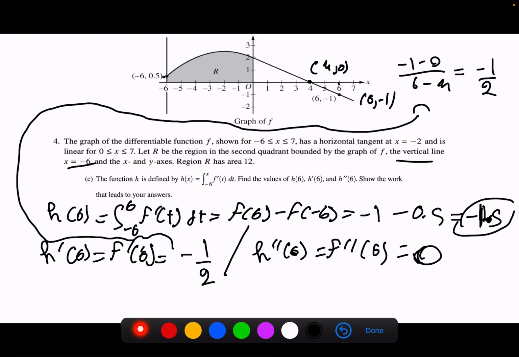So the answer is 0, and for justification, the derivative with respect to x of -1/2 is equal to 0. I think this should be enough. I'm not sure about the last part here, but this should make sense, and I would say this is my answer. All right, thank you guys for watching.